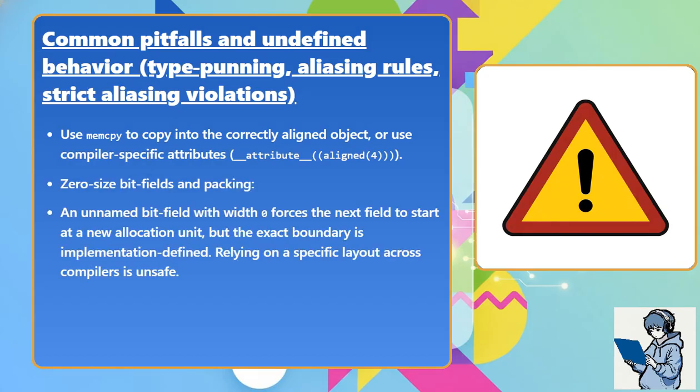Zero-size bit fields and packing. An unnamed bit field with width 0 forces the next field to start at a new allocation unit, but the exact boundary is implementation defined. Relying on a specific layout across compilers is unsafe.